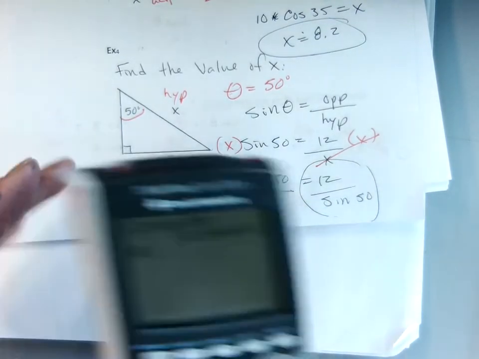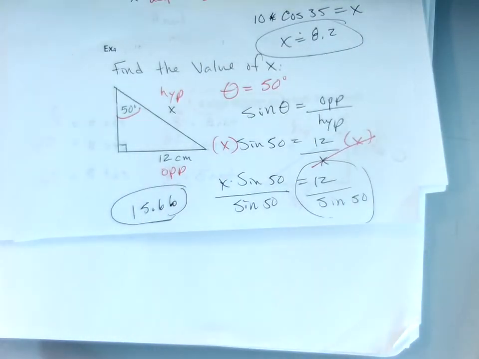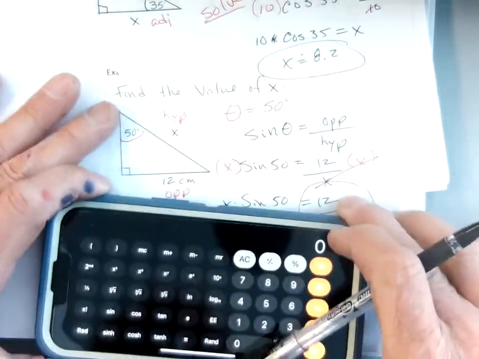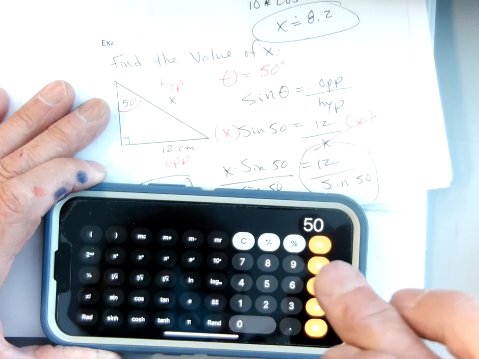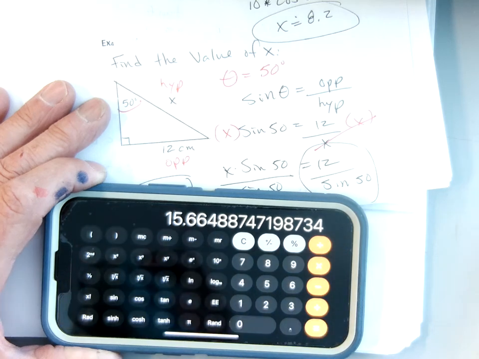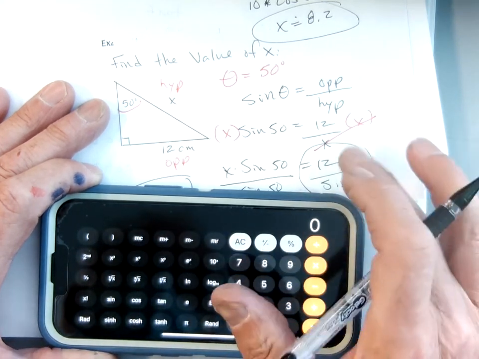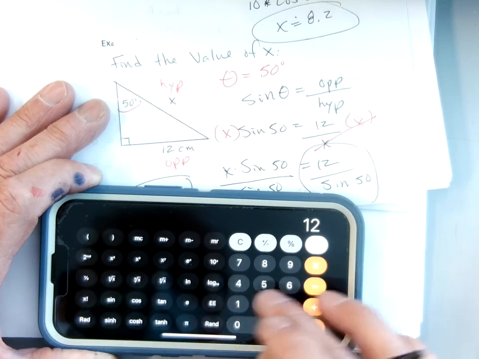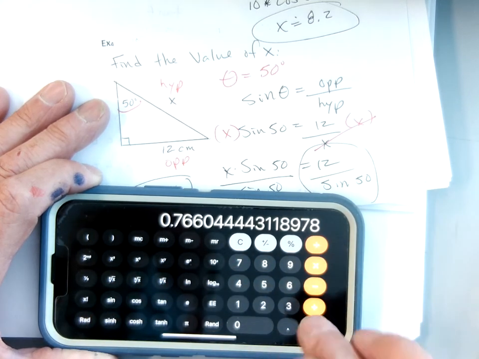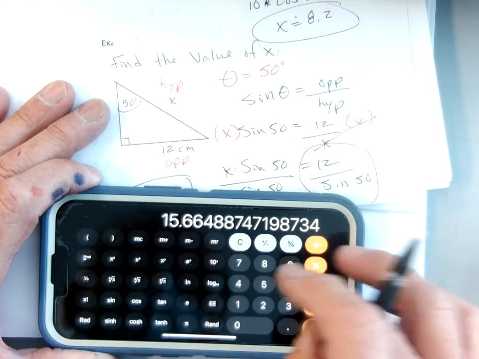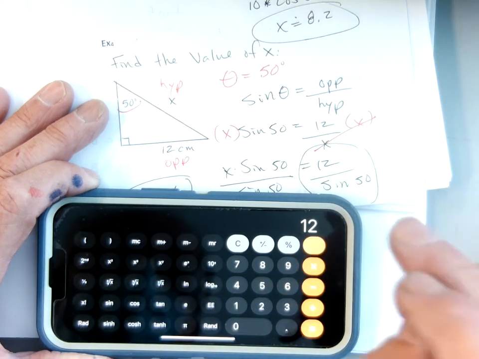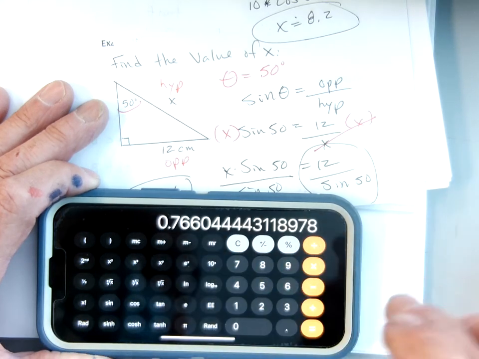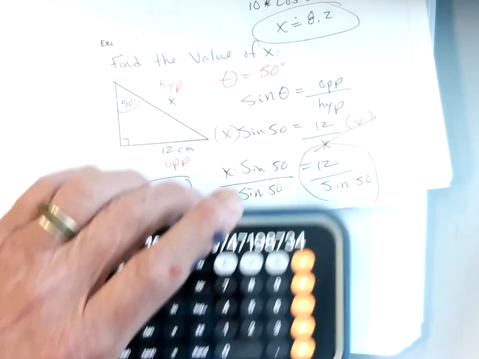All right. On your cell phone, it's a little harder to do, but I'll show you. You're going to go 12 divided by 50 sine equals. So you do the number then the sine? Yes, you got to do the number then the sine. So you go 12 divided by 50 sine equals. Okay? All right. That's what I have for today.